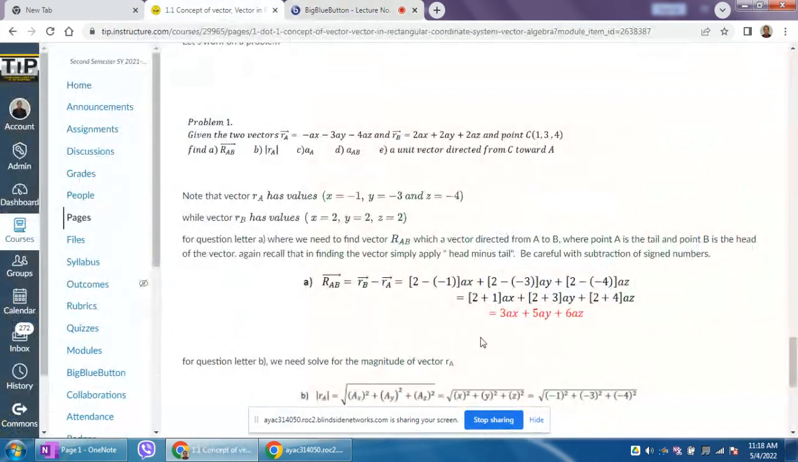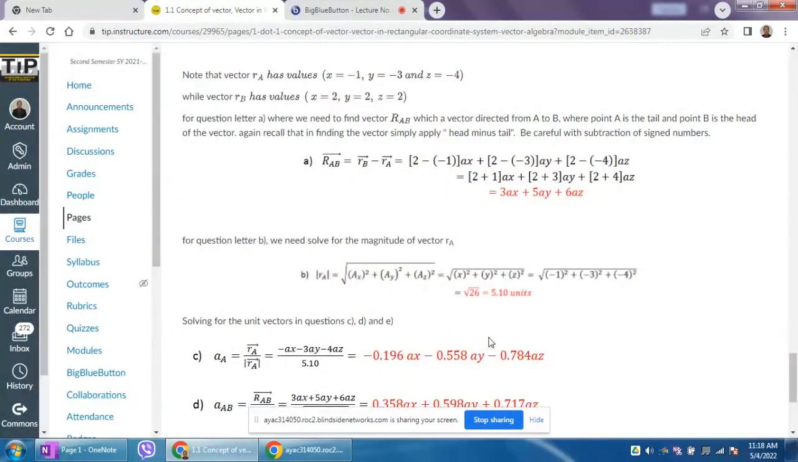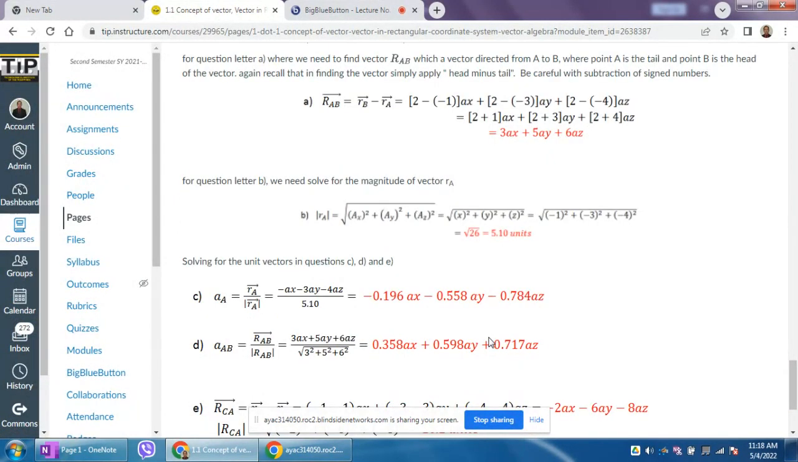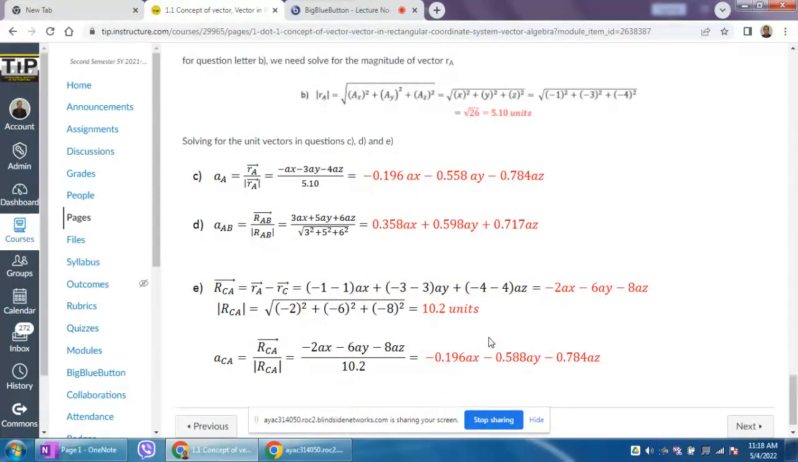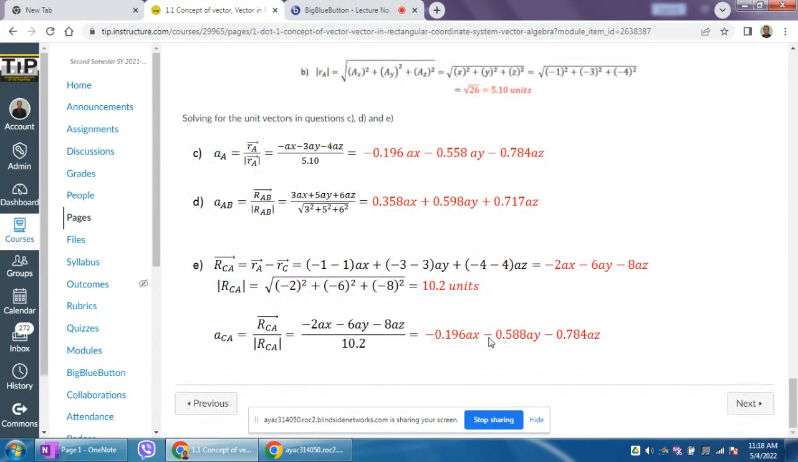Okay, moving on. So, yan po yung mga sagot. Nilagay ko pong red para po mas madali nyo pong ma-recognize yung mga sagot natin dito sa module. So, you can recompute if you would like to go back. Pwede nyo pong balik-balikan.